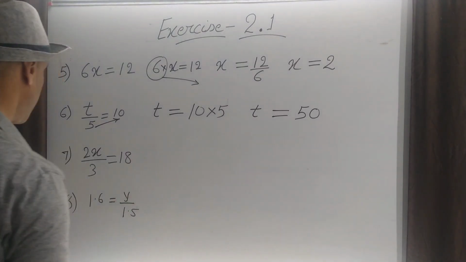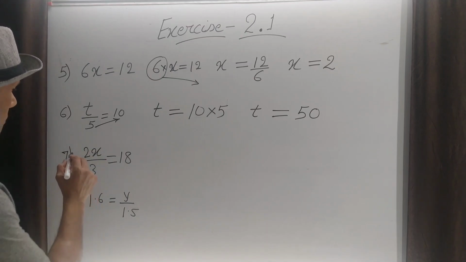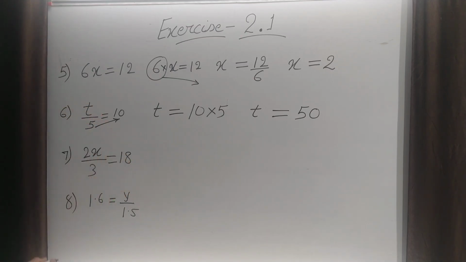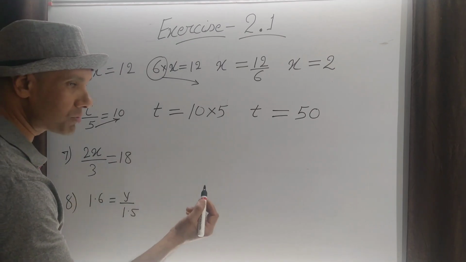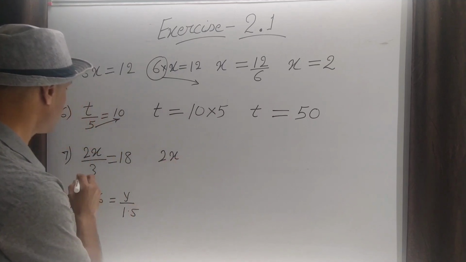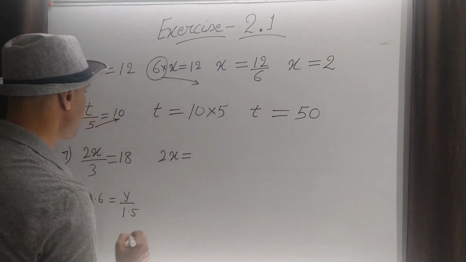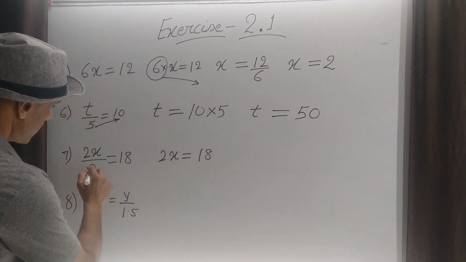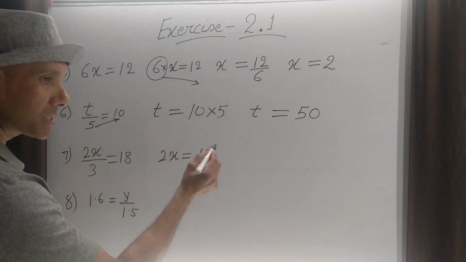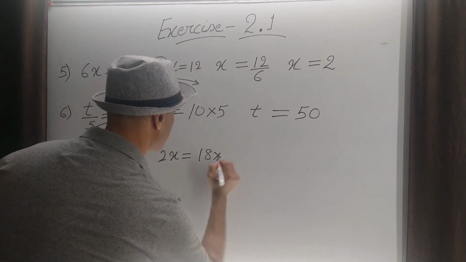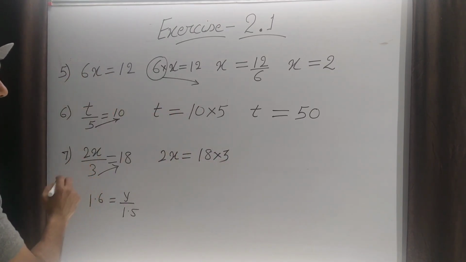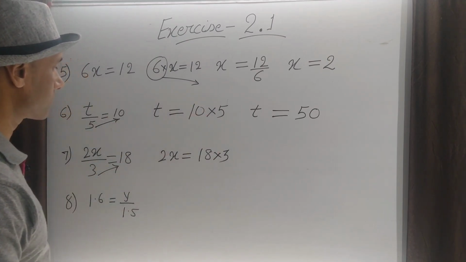Clear? In this question, 2 into x divided by 3 is equal to 18. So after transposing, how can we write this equation? We can write 2x is equal to 18 into 3. This 3 gets multiplied to 18 while transposing. This 3 gets multiplied to 18 while we change its position.